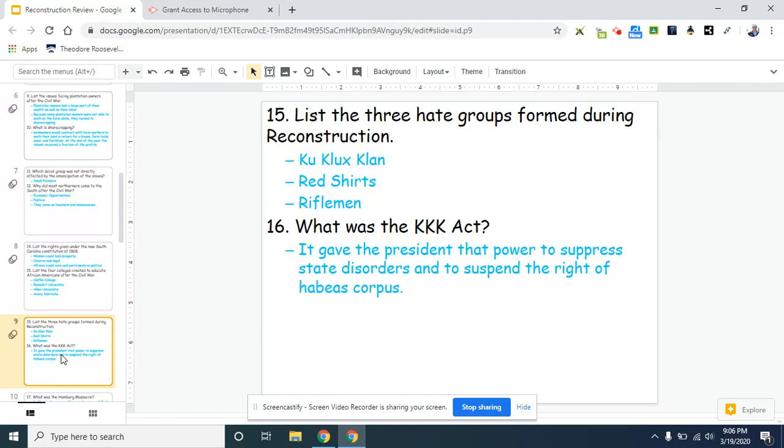But red shirts, we talked about them earlier, and there's even a picture in one of the PowerPoints with the type of uniform jacket they would wear. And then the riflemen. Creative name, right? We carry rifles, the riflemen.